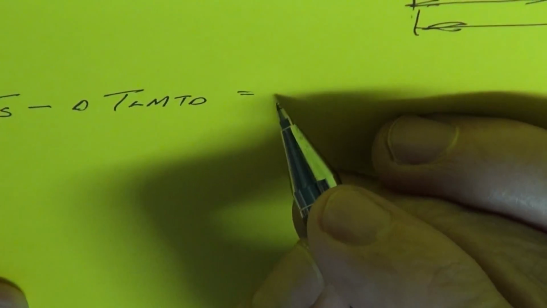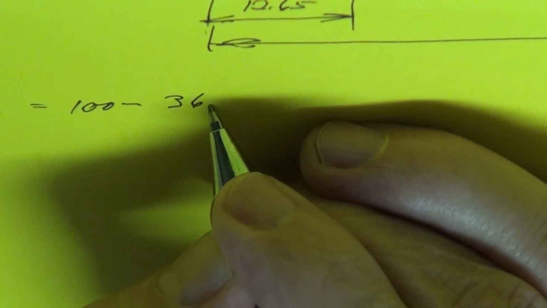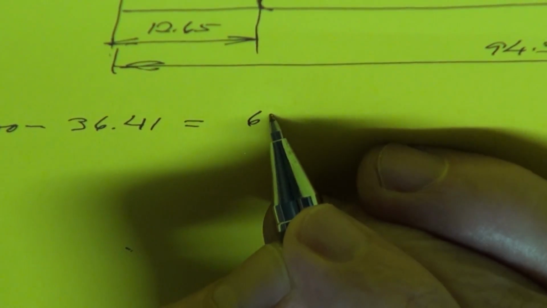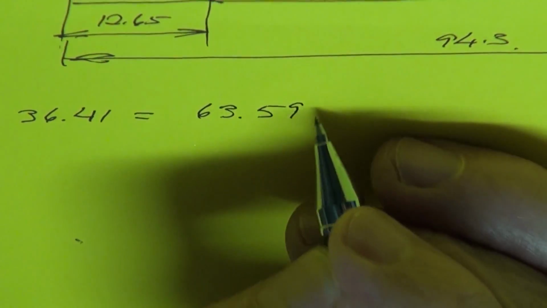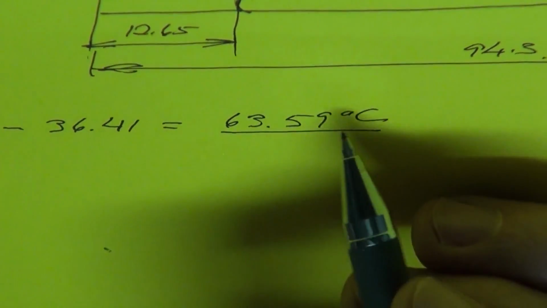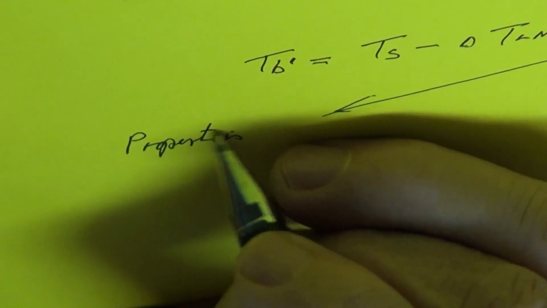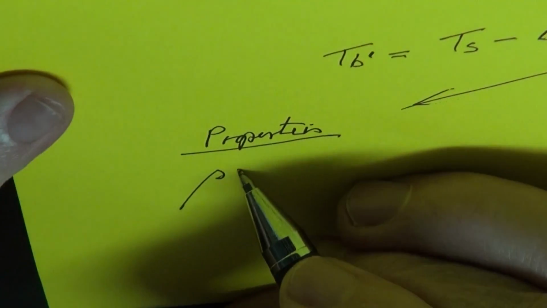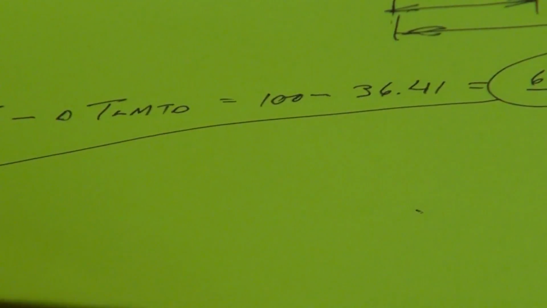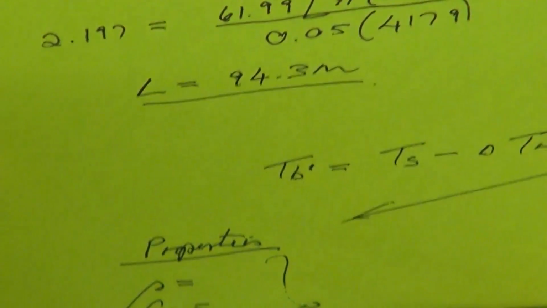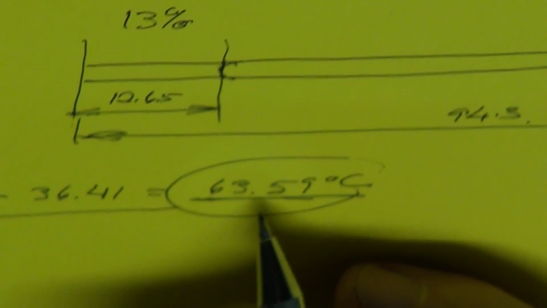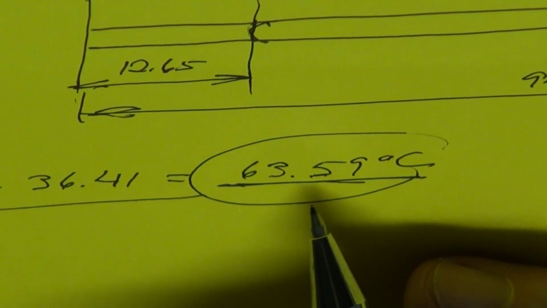Okay, the surface temperature is 100 minus 36.41, and that would be a new bulk temperature of 63.59 degrees Celsius. Now, at that temperature, we can go and get all the new properties. Okay, and what properties are we talking of? We are talking of the density, the Cp value, the K value, the viscosity, and the Prandtl number, all of them. We can go and get it, not at 50 degrees Celsius, but rather at 63.59. That would be a better average than the bulk temperature. And then we can recalculate everything.